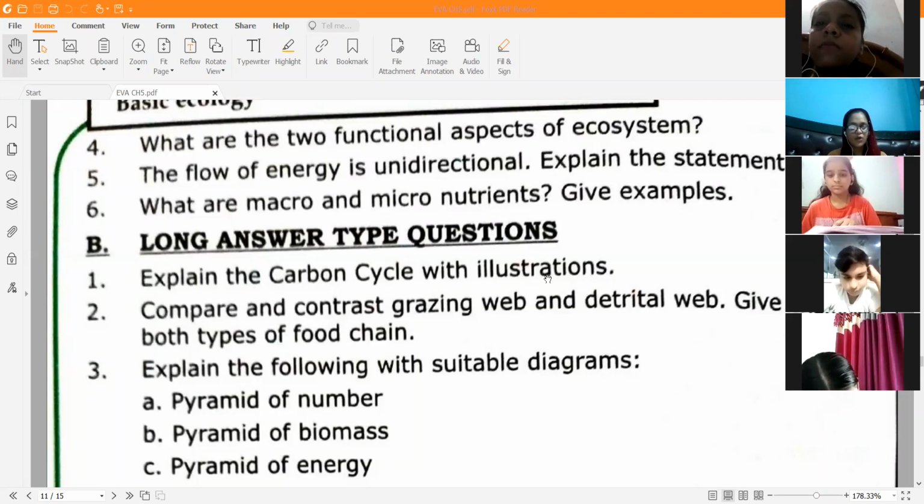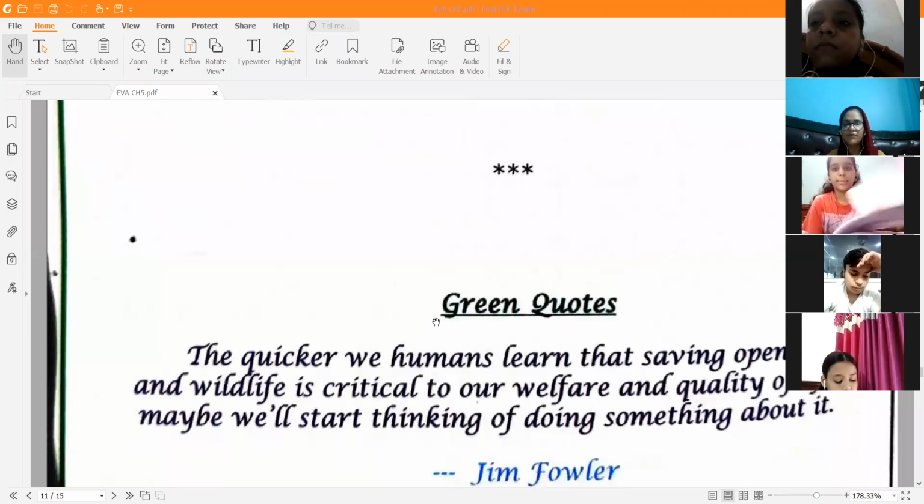Then explain the following with suitable diagrams. So pyramid, the 3 pyramids we have already done. You will define, you will talk about it in detail, and you will make the diagram. This ends the chapter from your book.